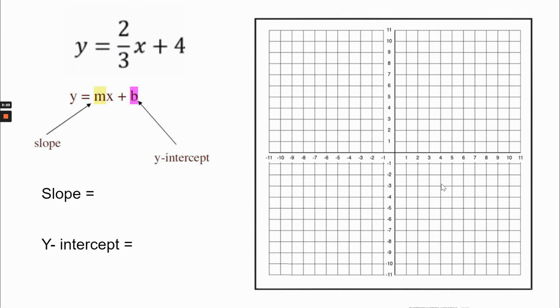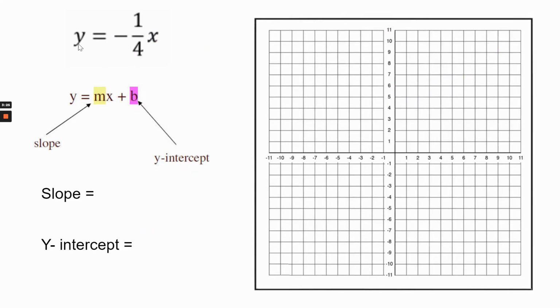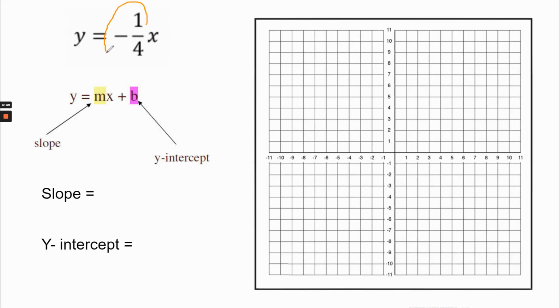Let's look at another example. We have y equals negative 1/4 x. So like we talked about, the slope is the first number with the x. So in this case, it's negative 1/4. So we're going to label the slope negative 1/4. And now the y-intercept. There's nothing else. It doesn't say plus anything or minus anything. So for our y-intercept, we're going to put that it's 0.